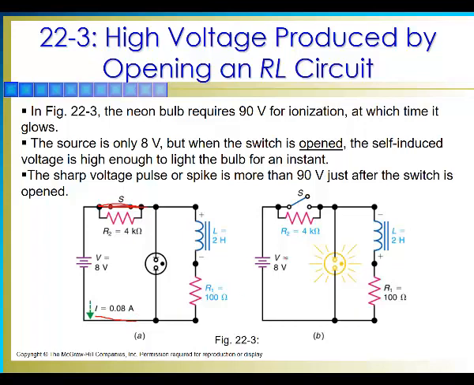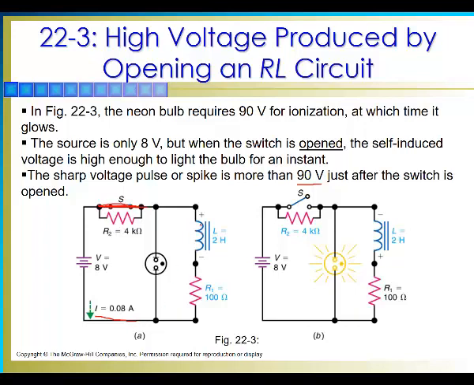Okay, now if we open the switch, and before we do that, this light bulb is not going to light up because this light needs 90 volts in order to turn on. Okay, and these are the conditions of our circuit. We have this circuit with this switch closed right here. We have an inductor here, and that inductor has a resistance of 100 ohms. So if we divide 8 volts by 100 ohms, the current will be 0.08 amp.